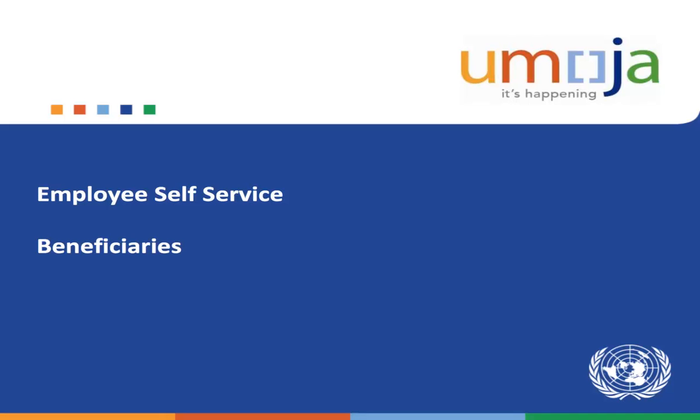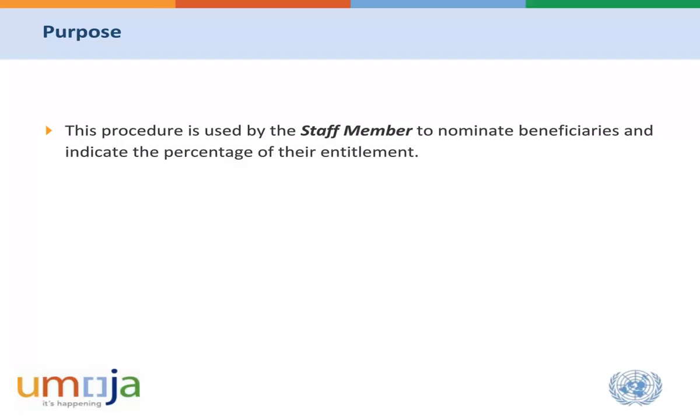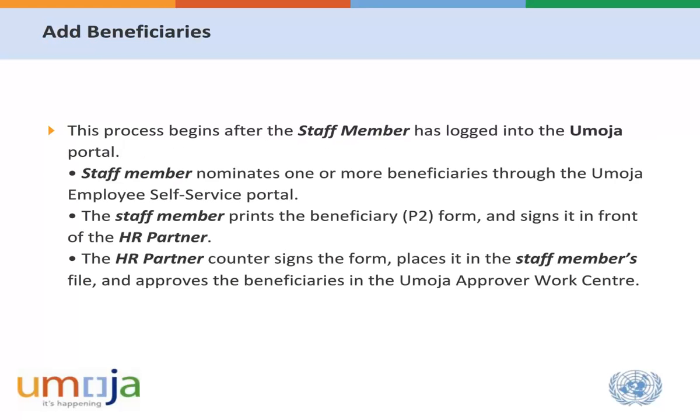Welcome to Umoja. This video will demonstrate how to add beneficiaries. This procedure is used by the staff member to nominate beneficiaries and indicate the percentage of their entitlement. This process begins after the staff member has logged into the Umoja portal. The staff member nominates one or more beneficiaries through the Umoja Employee Self-Service portal.